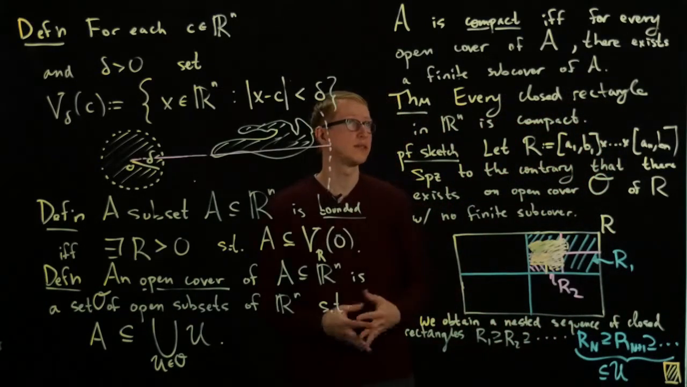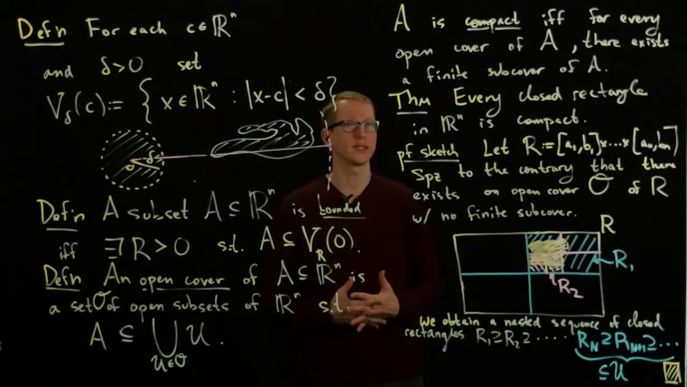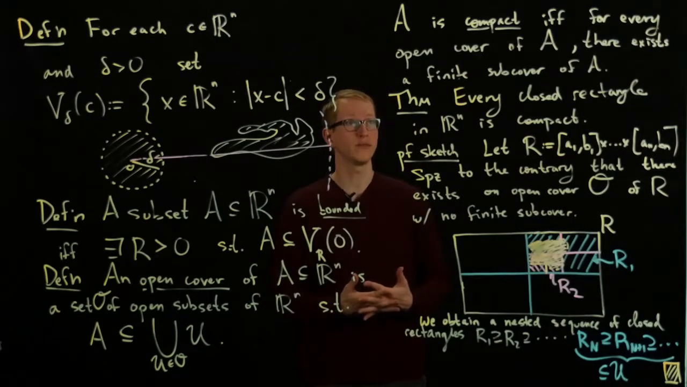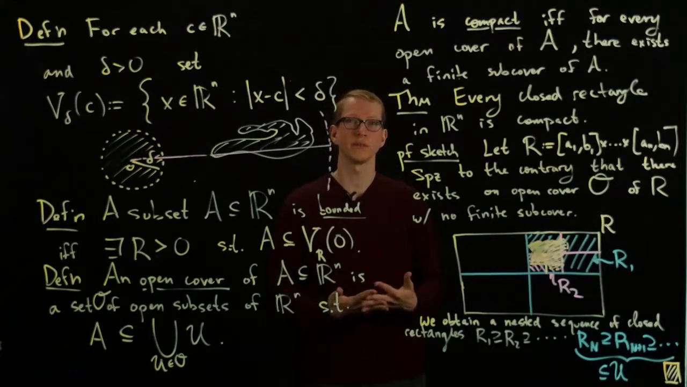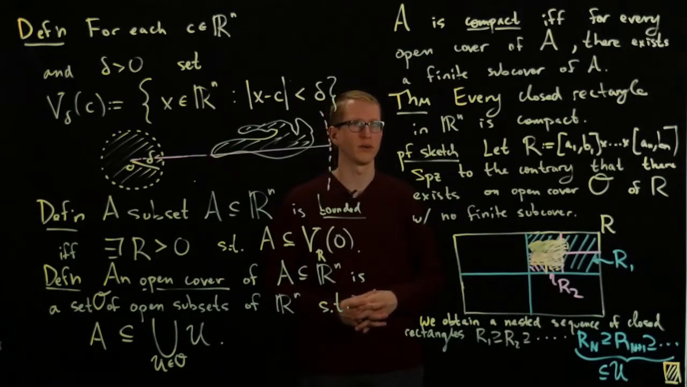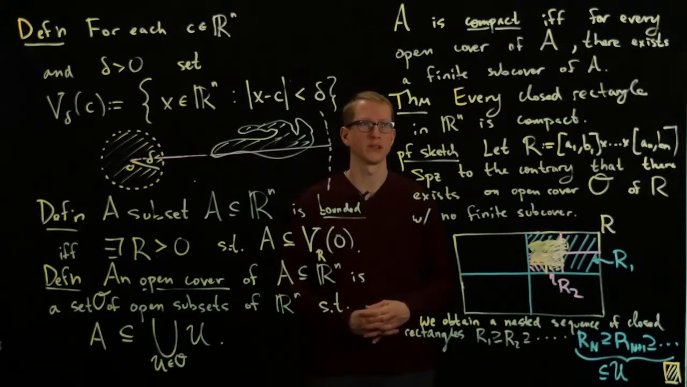And that's the end of the proof, to show that every closed rectangle is in fact compact. You can think, well, is the converse true? Is every compact subset a closed rectangle? And that's false. And next time we'll discuss what sort of subsets are compact. What are all the possible compact subsets of R^n?